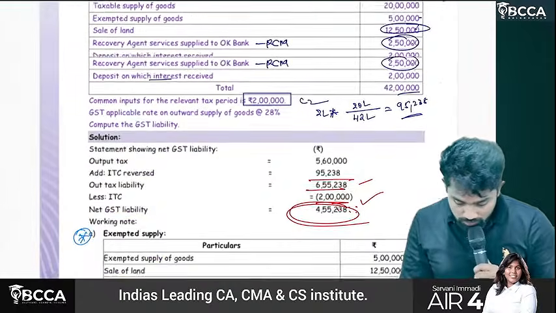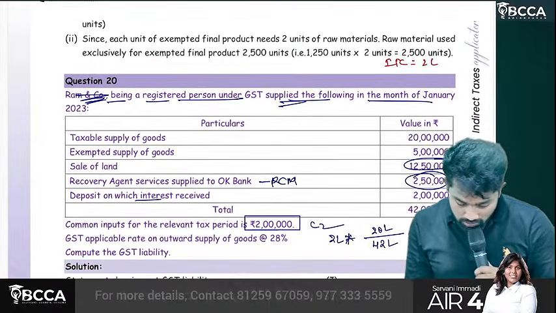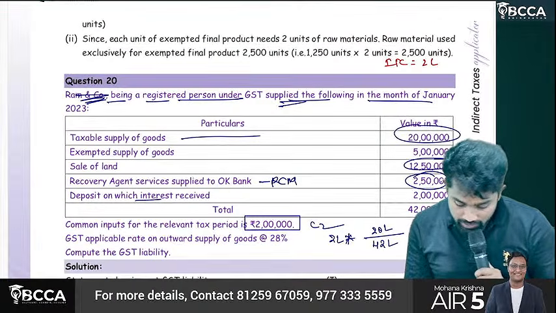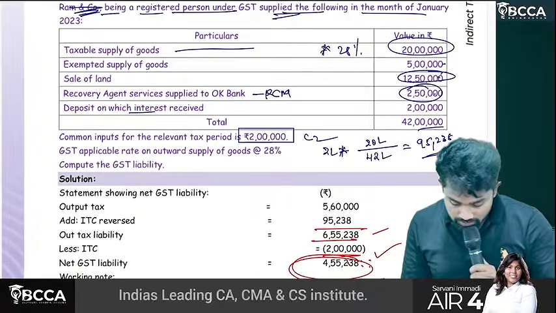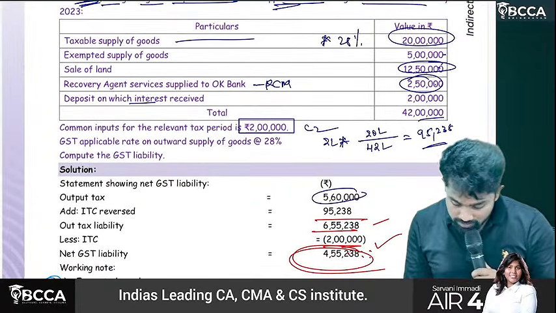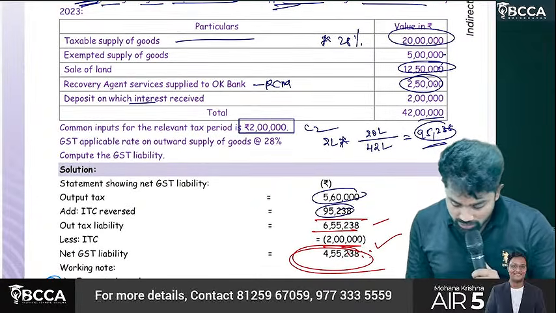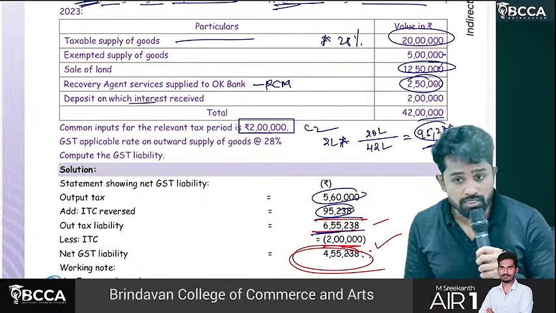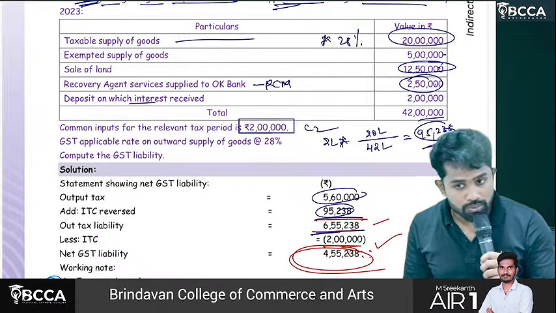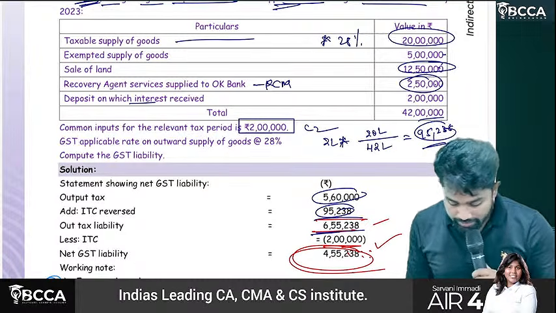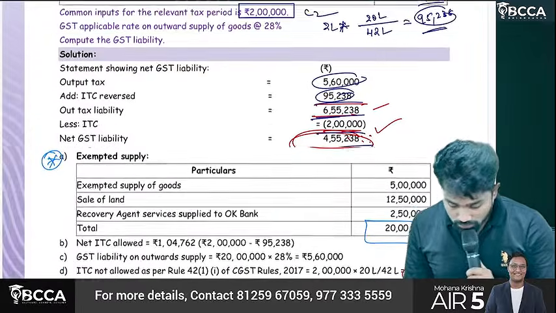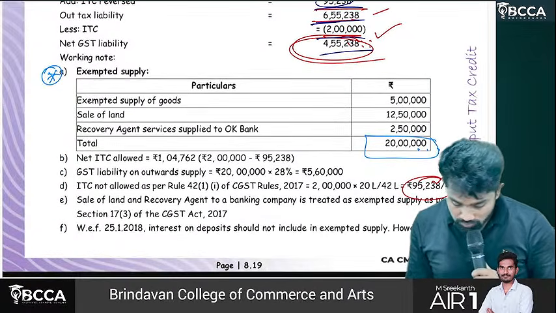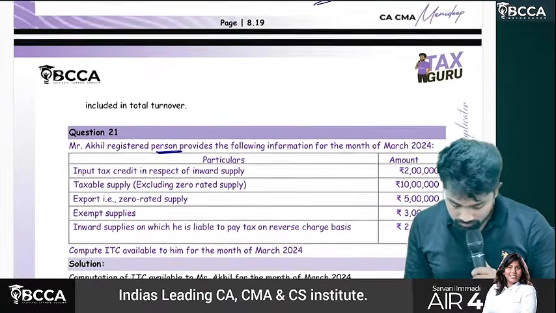Okay. So what is the liability, sir, now? There is only one taxable supply, 20 lakhs. 20 lakhs into 28%, how much? 5 lakh 60,000. Plus this 95,238 ITC to be reversed. So total liability is how much? 6 lakh 55,238. From there you adjust the ITC of 2 lakhs. The total liability is how much? 4 lakh 55,238. So this was already asked in an exam once.